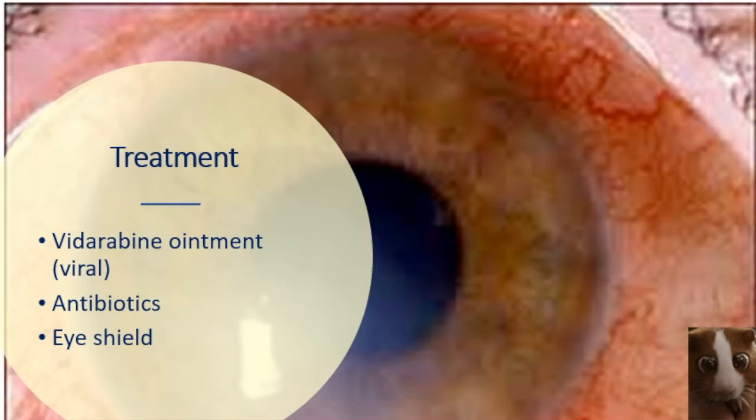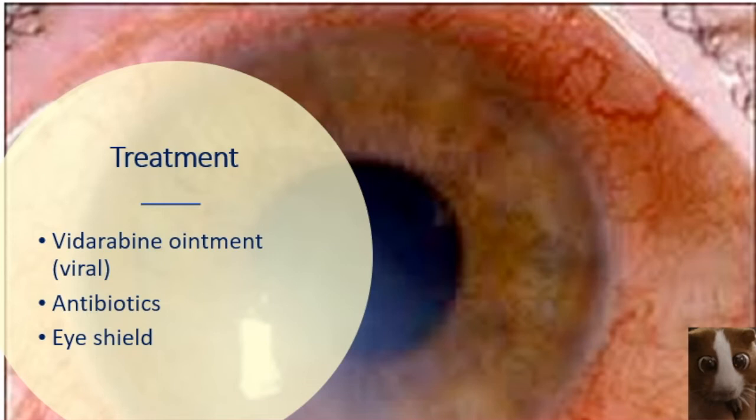So for your keratitis, again, if it is a viral infection or a viral type of keratitis, vidarabine is recommended. Then you have your antibiotics. So we usually use broad-spectrum antibiotics if you're dealing with bacteria. And then the use of your eye shields, okay, to protect the eye.